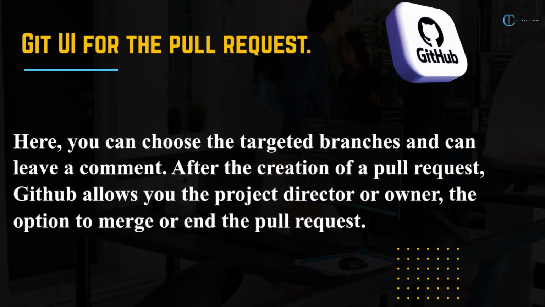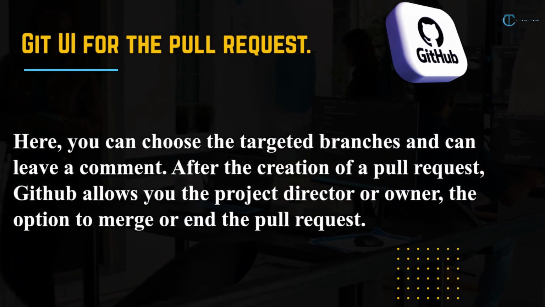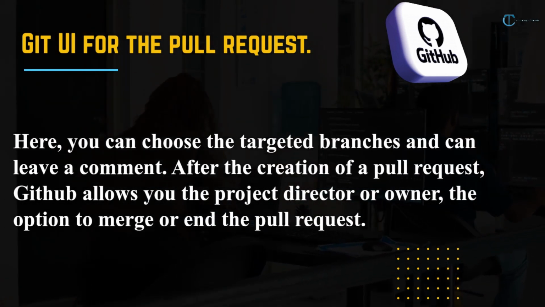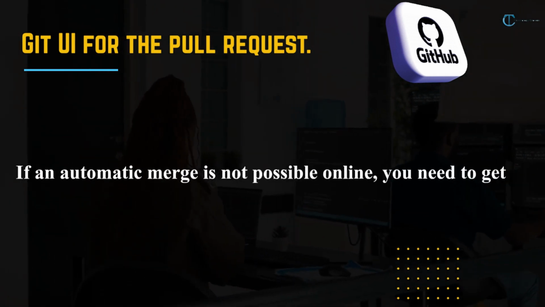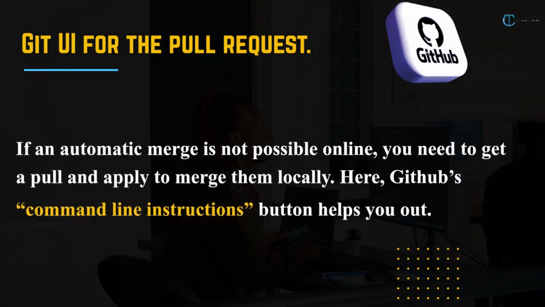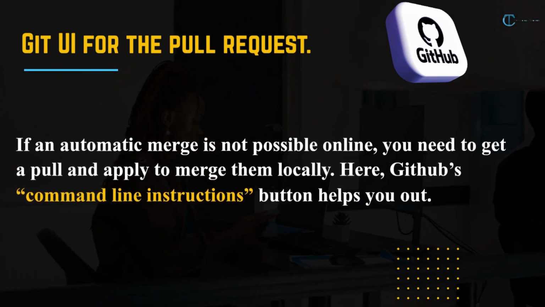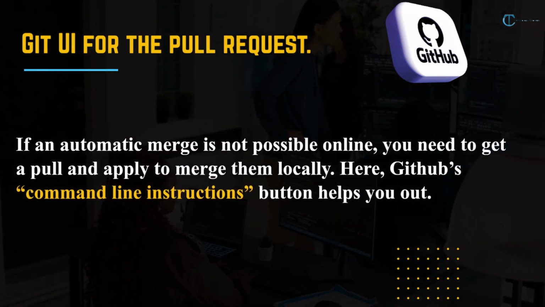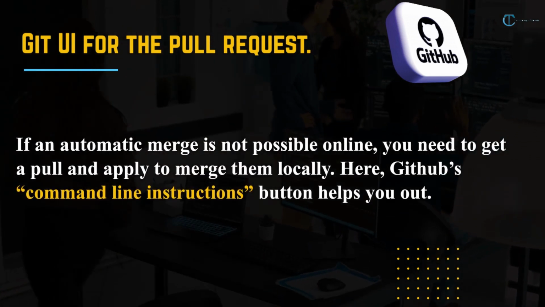After the creation of a pull request, GitHub allows you, the project director or owner, the option to merge or end the pull request. If an automatic merge is not possible online, you need to get a pull and apply to merge them locally. Here, GitHub's command line instructions button helps you out.